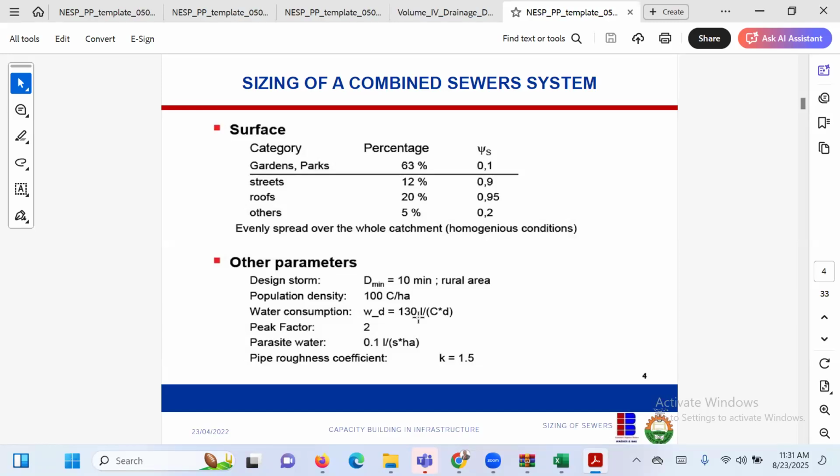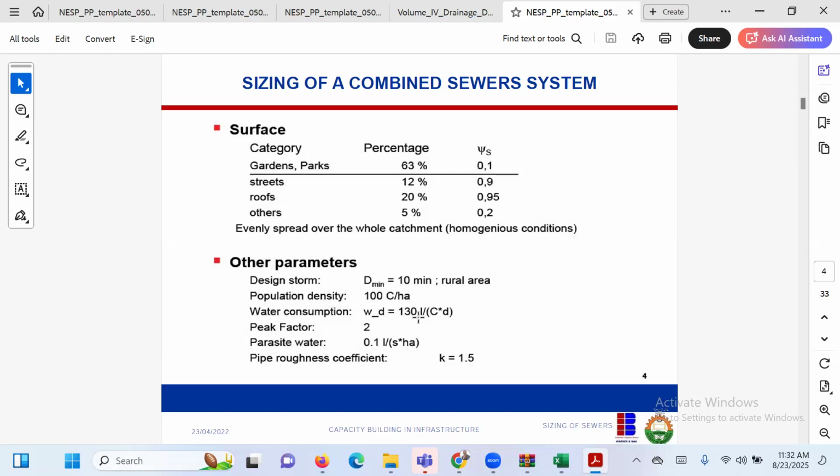It's peak factor. Peak factor is a factor at the highest time when you had anticipated full use. In a residential area, peak factor usually occurs by 7 in the morning, 7, 8, and then 7, 8 in the night.